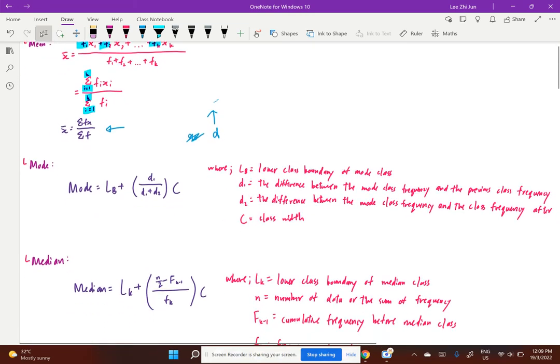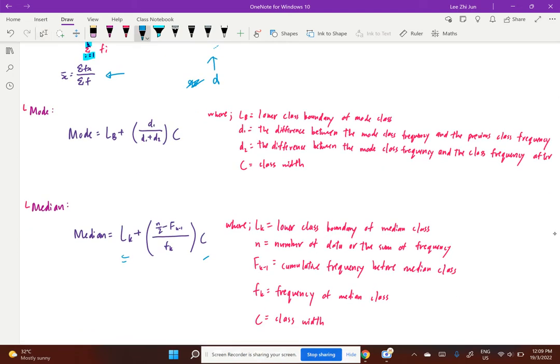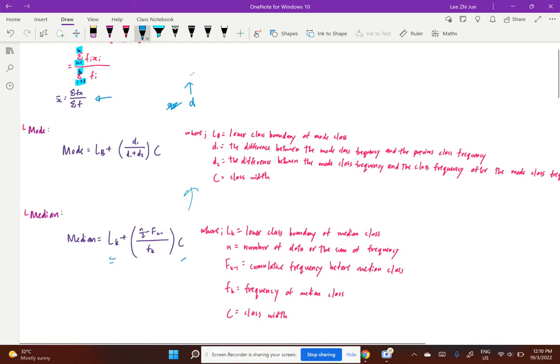For the median, it is the lower boundary of the median class plus the class range multiplied by this: the number of data divided by 2 minus the cumulative frequency before the median class, divided by the frequency of the median class. Later we'll see it.